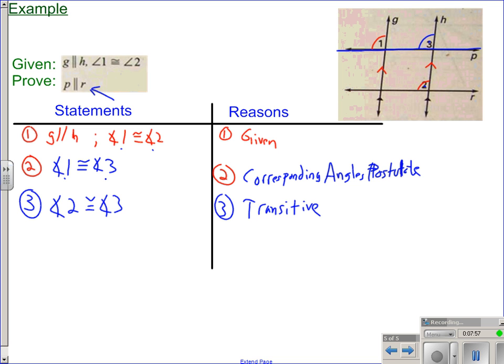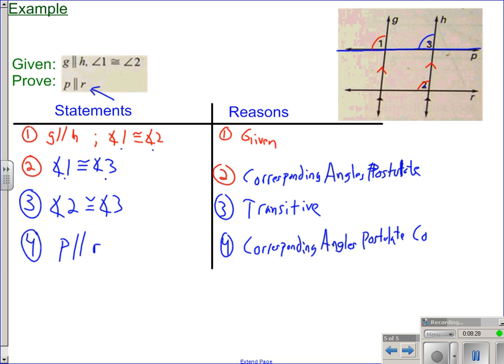All right, so angle 2 is congruent to angle 3. Once we got one of those special pairs of angles to have that given property, you got your lines are parallel. So we can just make the statement, line P parallel to line R, and our reasoning is 2 and 3 were the corresponding angles. So it is the corresponding angles postulate, converse. That's how we should be writing it out. That's the proper way to write it out.